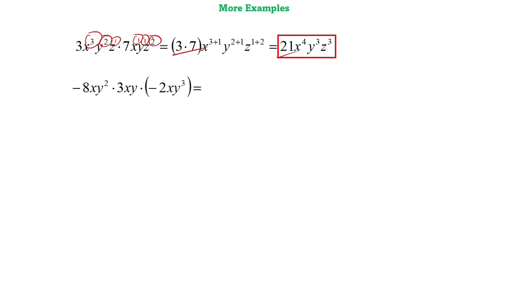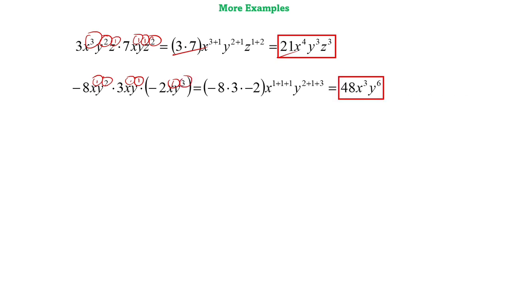Another one. Negative 8xy squared times 3xy times negative 2xy cubed. Again, multiply lang po natin lahat ng numerical value. So, negative 8 times 3 times negative 2. Then, add lang po natin yung mga exponent. 1, 1, 1. Then, sa y naman, 2, 1, 3. That will become 48x cubed, y raised to 6.